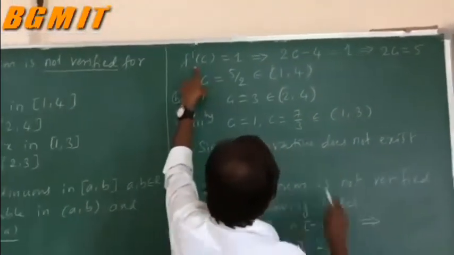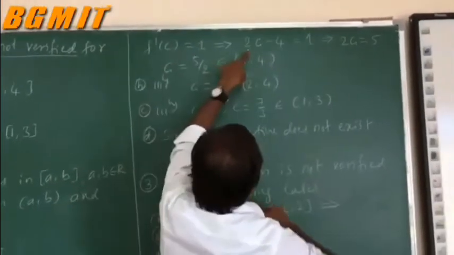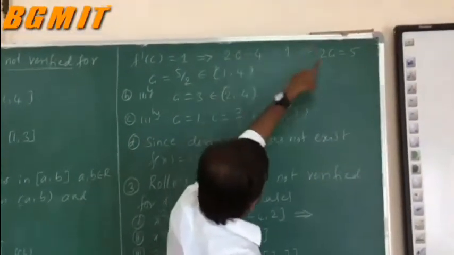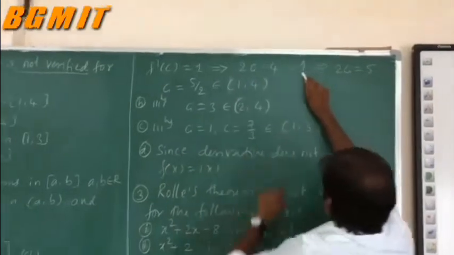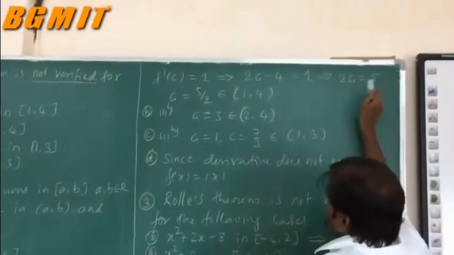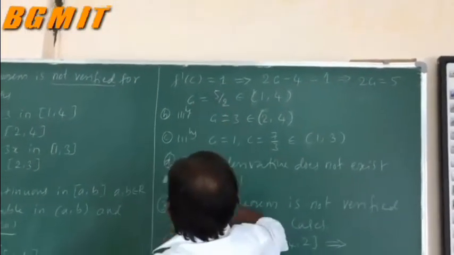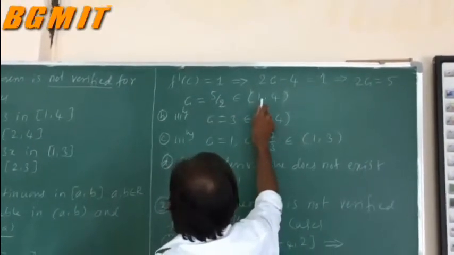This implies 2c minus 4 equals 1. Take this 4 to the other side, so it becomes plus 4. 1 plus 4 is 5. So 2c equals 5. Now c is 5 by 2. This c is 5 by 2, in this interval.